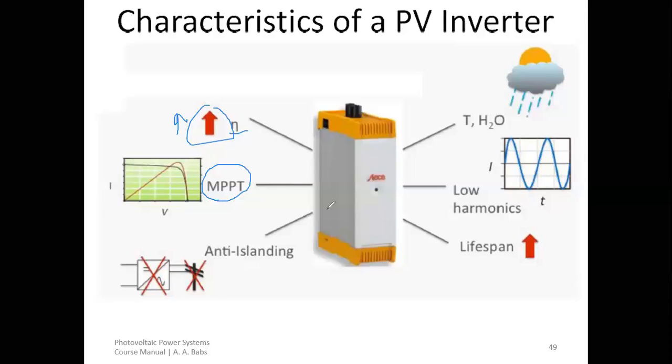Okay, so PV inverters have anti-islanding capability. That simply means they make sure that doesn't happen. You make sure that we don't experience islanding at all. So this is a huge advantage for PV inverters. And then you see that they are protected from H2 and temperature, and they have low harmonics.